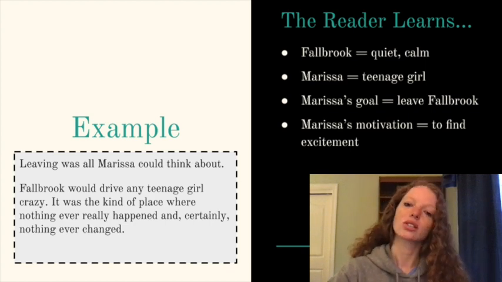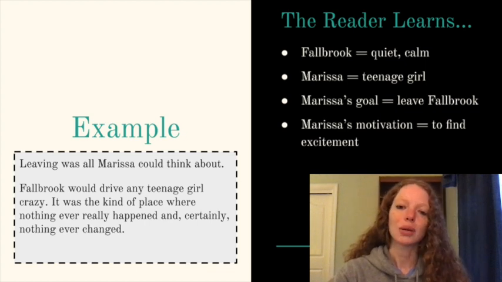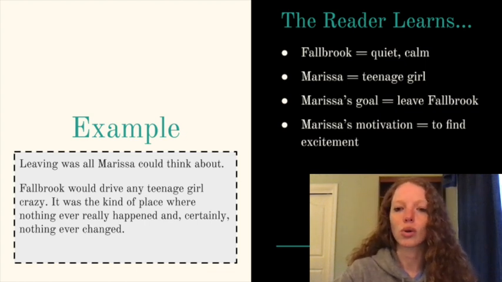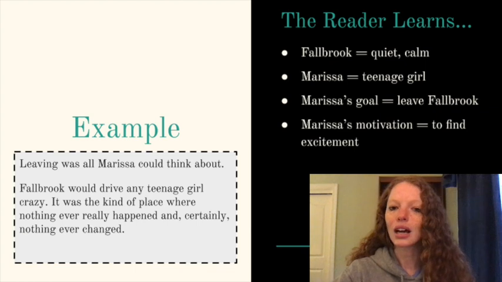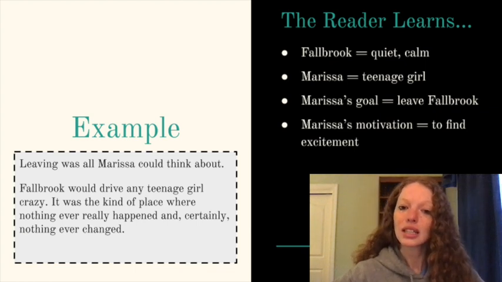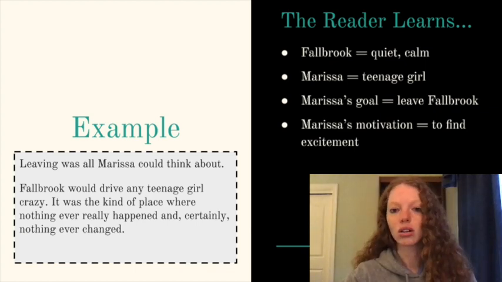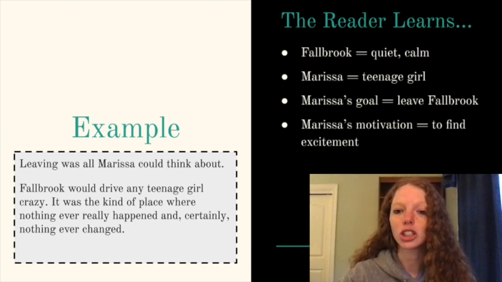So here's what your reader is going to learn before they have to become involved in the conflict in your whole story. They know that Fallbrook is a quiet and calm place. They know Marissa, the central character, is a teenage girl. We also know her goal and her motivation. Her goal is to leave Fallbrook, and her motivation is to find excitement.